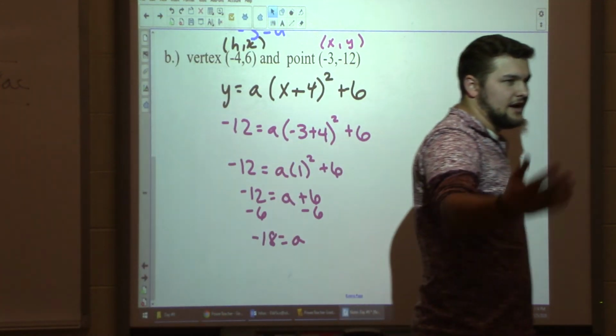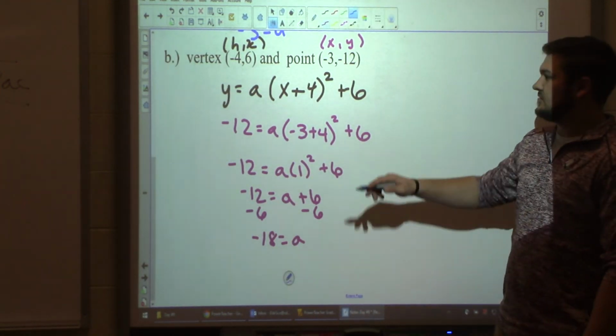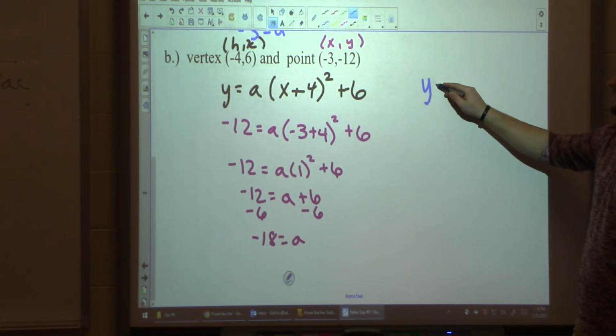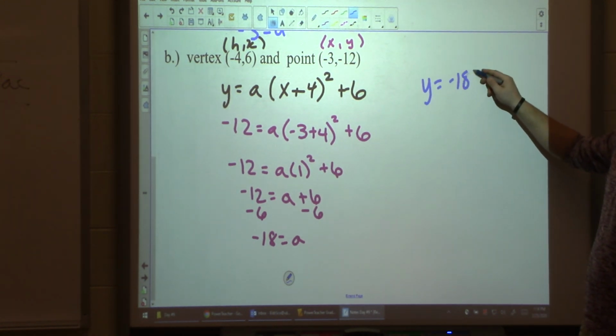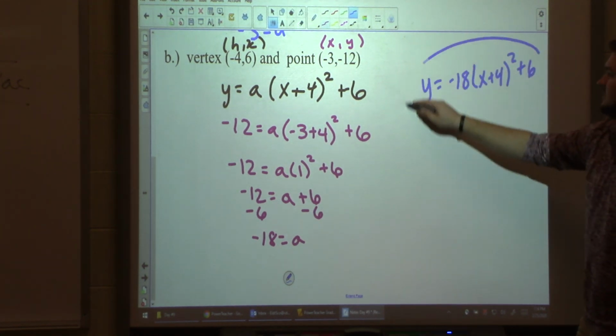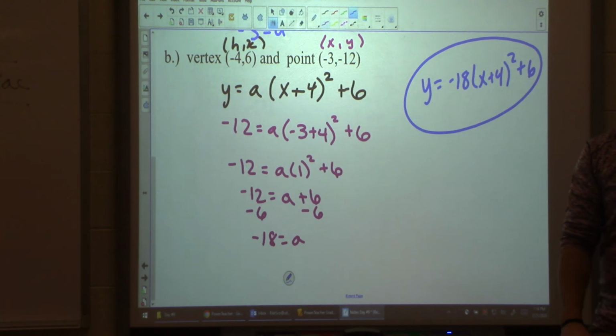Once you find your a value, go back to your original equation. Plug in your a, h, and k. Y equals negative 18 times x plus 4 squared plus 6.